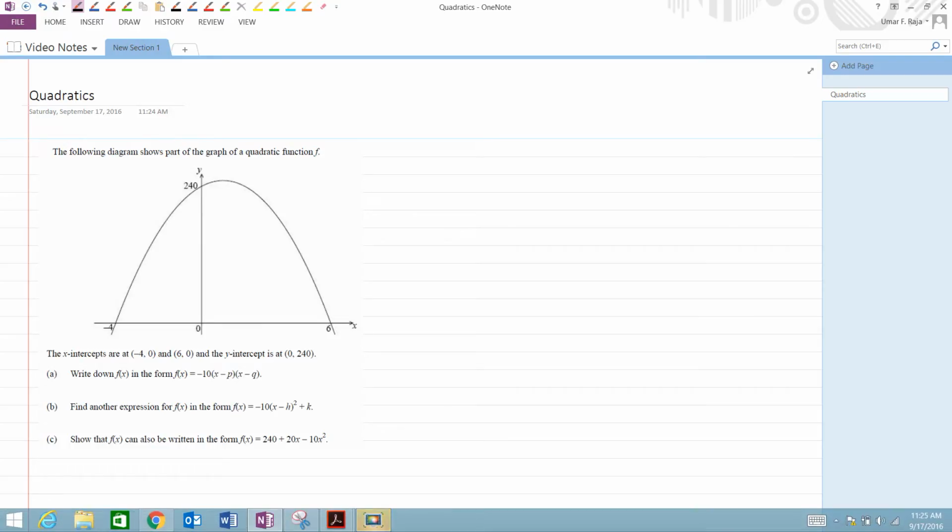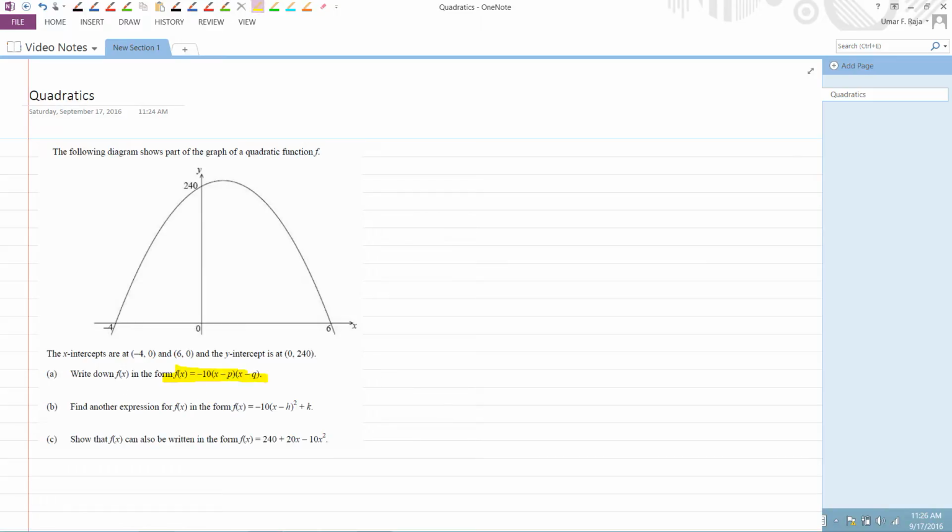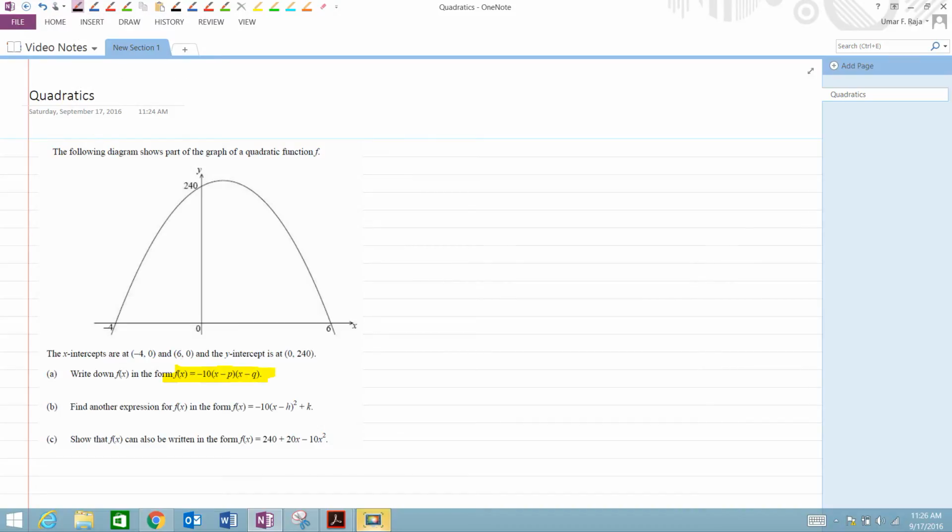Alright guys, so this is the problem that you're given, and they're saying that the x-intercepts are at (-4, 0) and (6, 0), and the y-intercept is at (0, 240). In the first part of the problem, they want you to write down f of x in this format. Let me just highlight that real quick. So this is the format that they want you to write the function in.